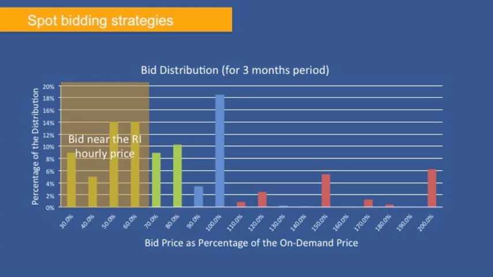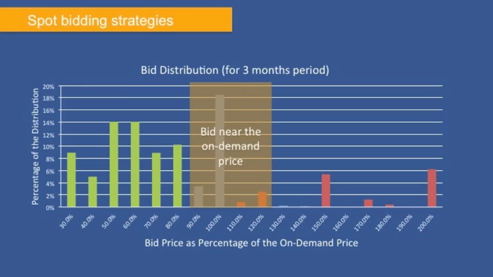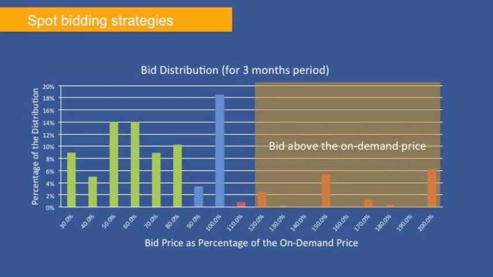Now, if I look at what people are doing, we've got a portion of people down at the bottom there that are bidding near what is actually the reserved instance hourly price rate for a given resource. As we move to the right, we have people bidding above the spot price history for that given resource. So they're trying to follow the spot price on a given period of history. We have people that are bidding near or at the on-demand price for that particular resource. So they're prepared to pay up to what it would cost them normally to get this resource on the spot market. And at the right, we have people bidding way above, in some cases more than twice, the on-demand price.